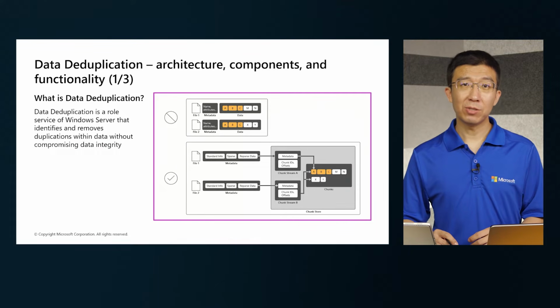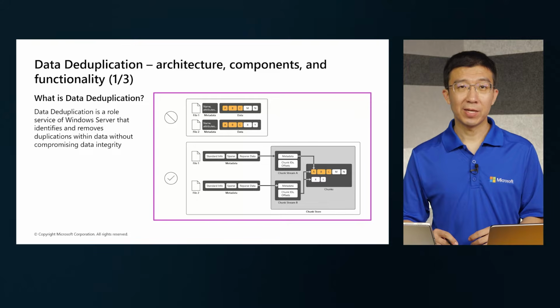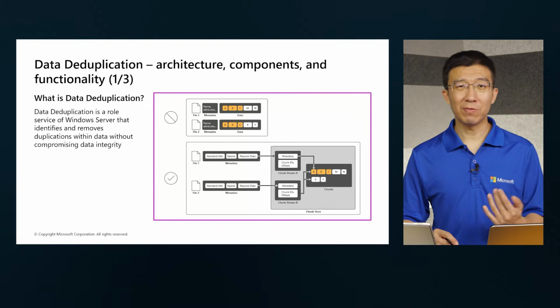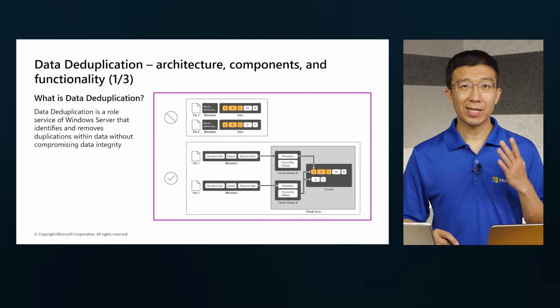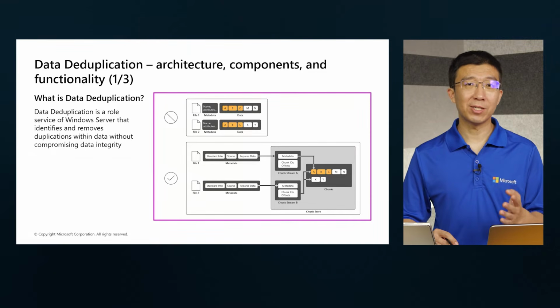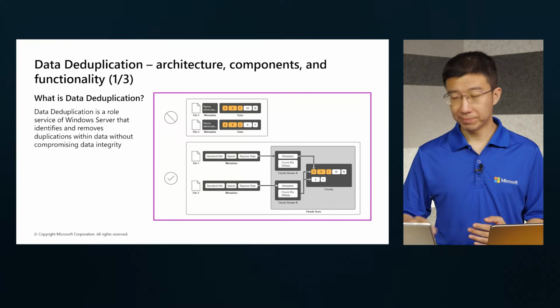Data deduplication works by breaking files into small chunks, identifying duplicates, and storing only unique chunks. This process reduces the amount of storage needed, especially in environments with many similar files, and it helps you get more value from your existing storage infrastructure.